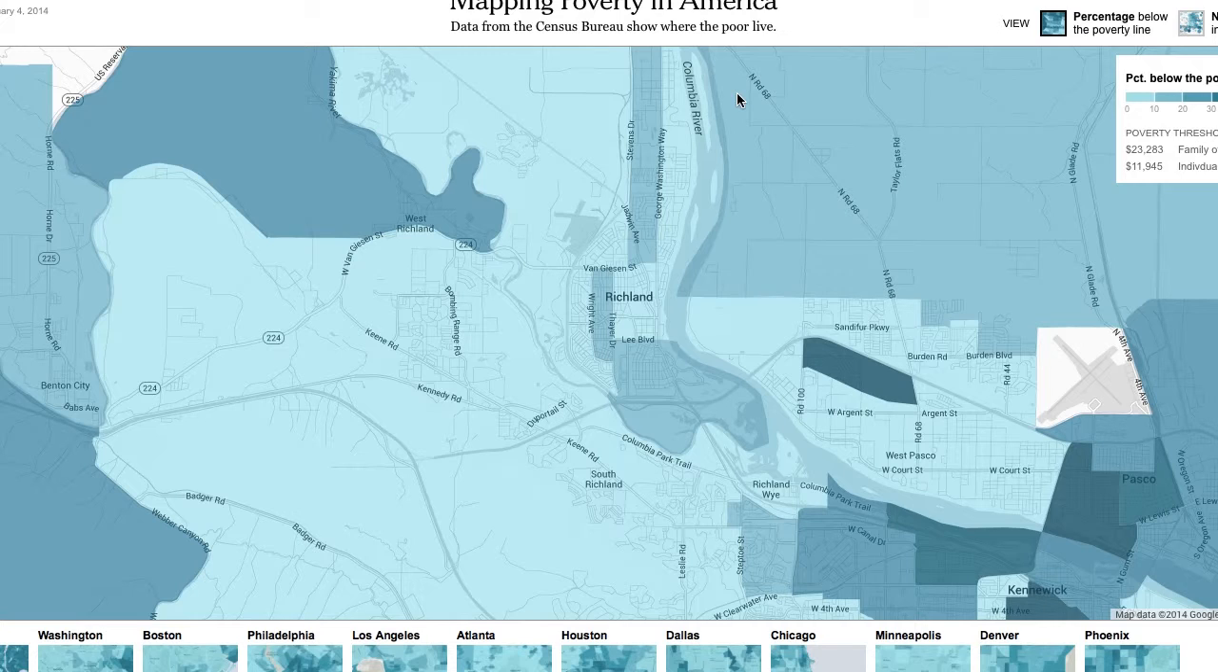Since I've already visited this page, the site has already located my hometown, Richland. If I hover my mouse over the city, it tells me that there is an 8.8% poverty rate in this area. The site comes up with this information based on the federal government's defined poverty line, which is $23,550 a year for a family of 4.